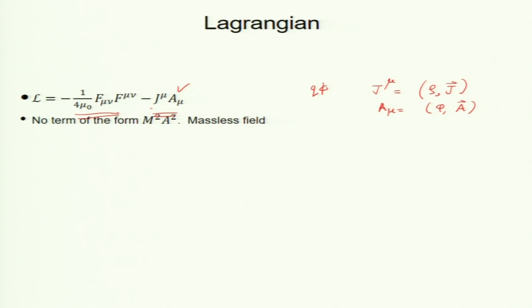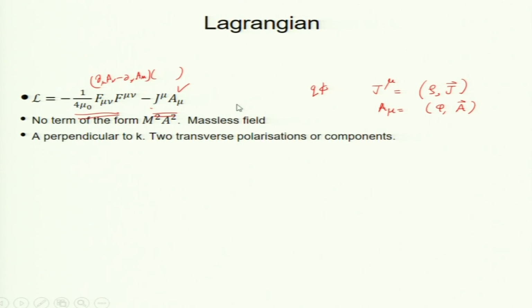Now, please note that this Lagrangian has no term of the form m squared A squared, right. This one is del mu A nu minus del nu A mu, same thing with a superscript. So, where is the term like m squared A squared? None, right. So, that means the free particle, which is the photon, has 0 mass. So, this is by construction, of course. Photon has 0 mass.